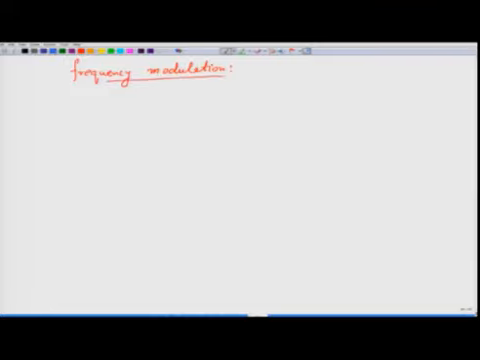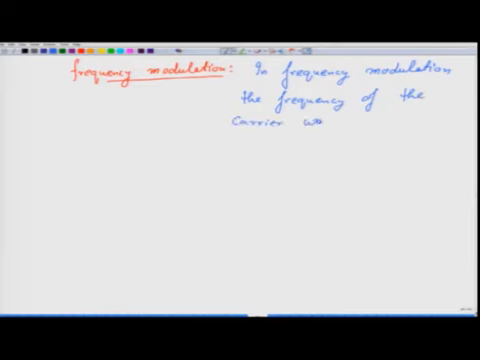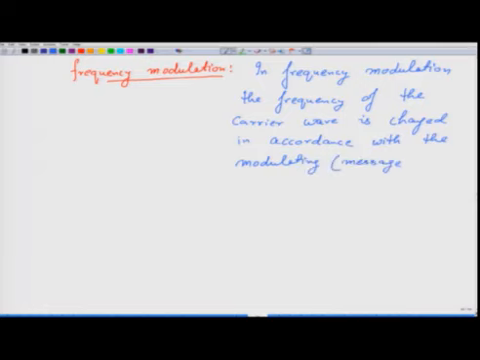So, in frequency modulation, the frequency of the carrier wave is changed in accordance with the modulating or our message wave.